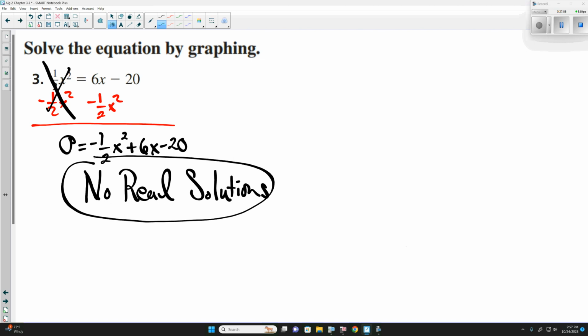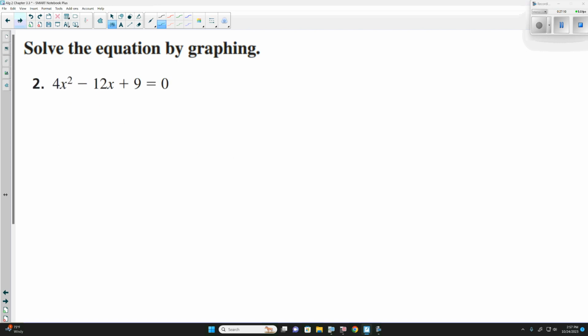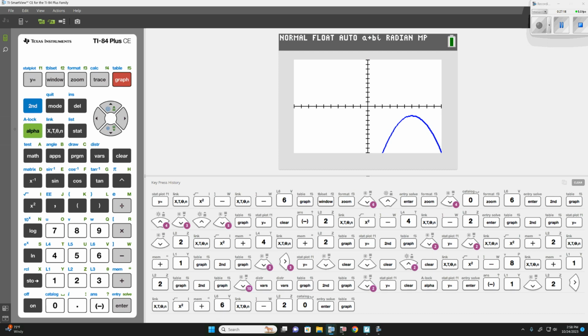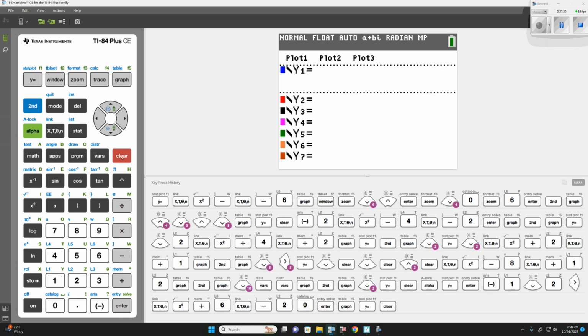Questions on this here? Let's look at the next one. 4x squared minus 12x plus 9. Go on and type that in. When you get it typed in, hit graph.